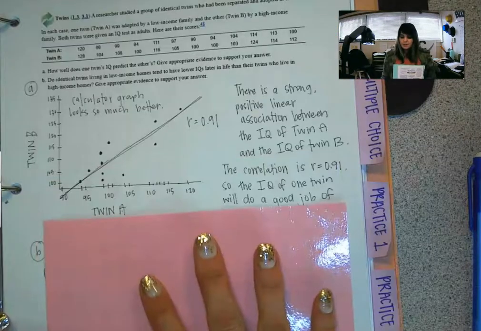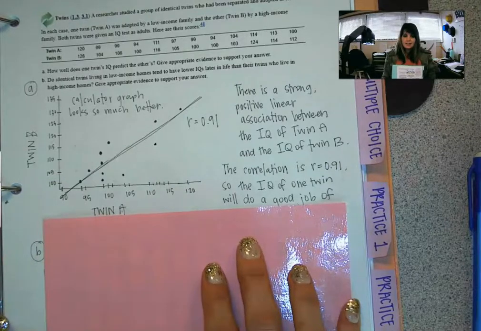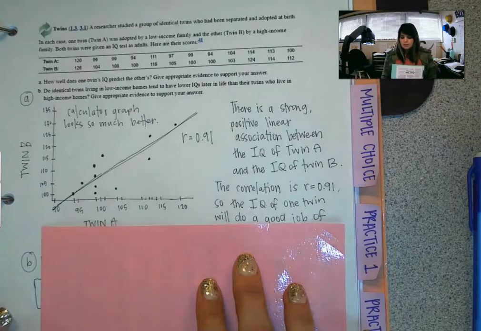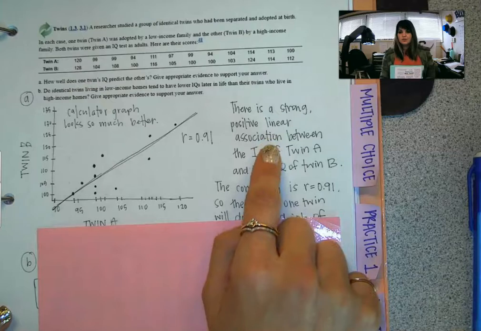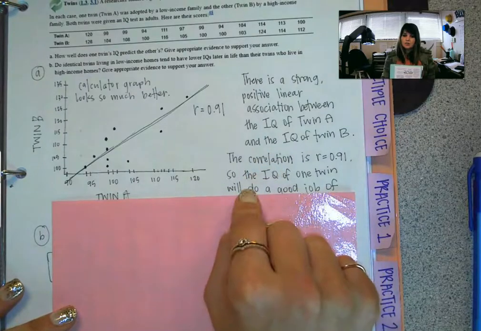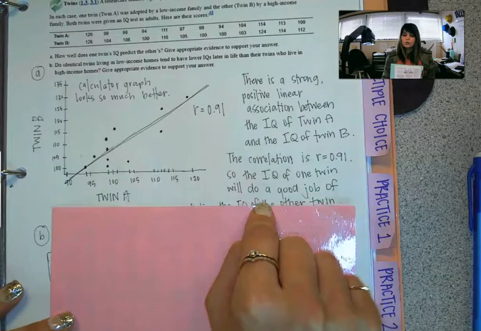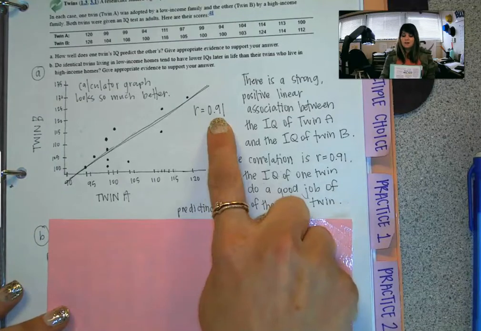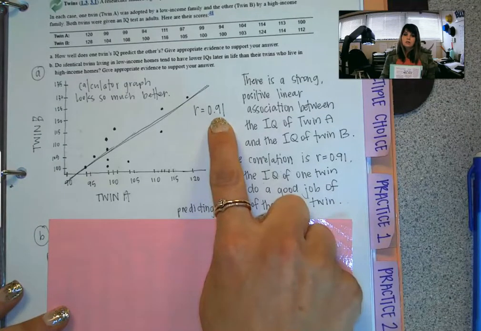Okay, so my scatter plot turned out pretty good. I checked it against the calculator scatter plot. There is a strong positive linear association between the IQ of twin A and the IQ of twin B. The correlation is 0.91, so the IQ of one twin will do a good job of predicting the IQ of the other twin. 0.91 is a very strong relationship. So I think it'll do a good job. Remember, 1 is a perfect relationship. So 0.9 is very close to that.